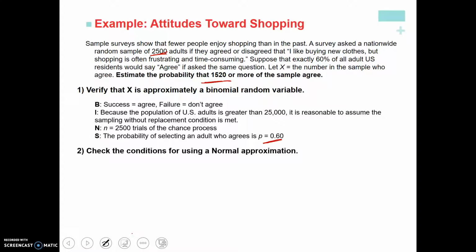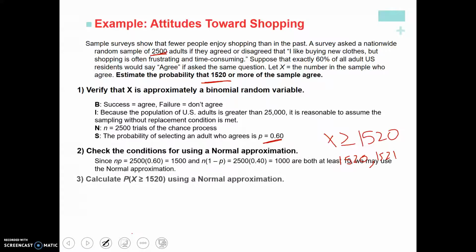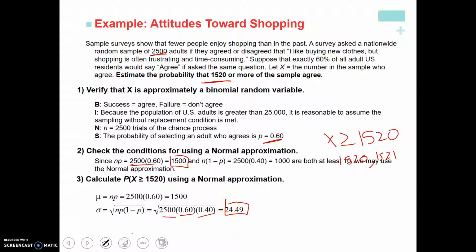And if we want to estimate that 1,520 or more samples agree, before doing that would be a nightmare, because we want x greater than or equal to 1,520, which would take forever. We'd have to find 1,520, 1,521. So we don't want to do all of that. Since we can approximate it as normal, we can find its mean and its standard deviation. Its mean in this case would be my number of trials times my 0.6. Then the standard deviation would be the square root of the number of trials times the success rate times the failure rate. And if you have the mean and the standard deviation, you can find a z-score.